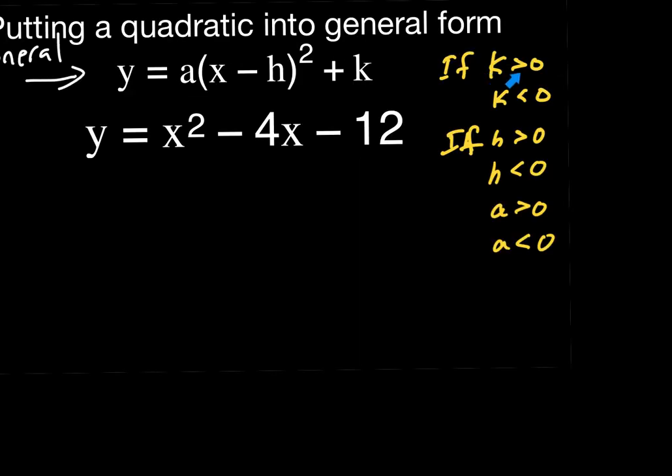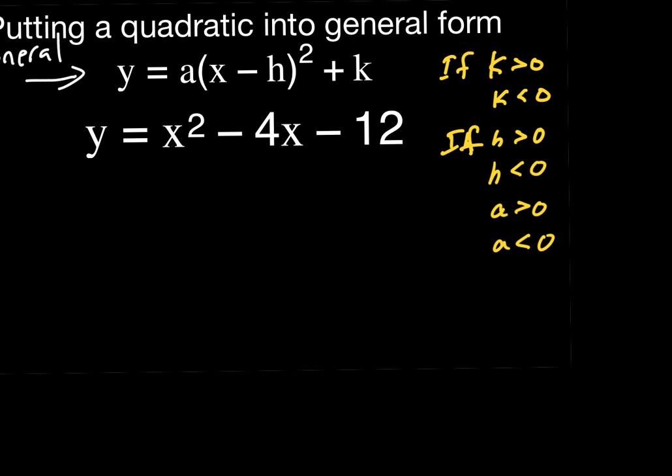So what happens if K is greater than 0? What happens if K is a positive number? So plus a positive number, what effect does that have on the graph of a parabola? It shifts the parabola up. All right, so if this number is positive, if it's plus a positive number, my graph gets shifted up. If it's adding a negative number, so if K is less than 0, it's shifting my graph down.